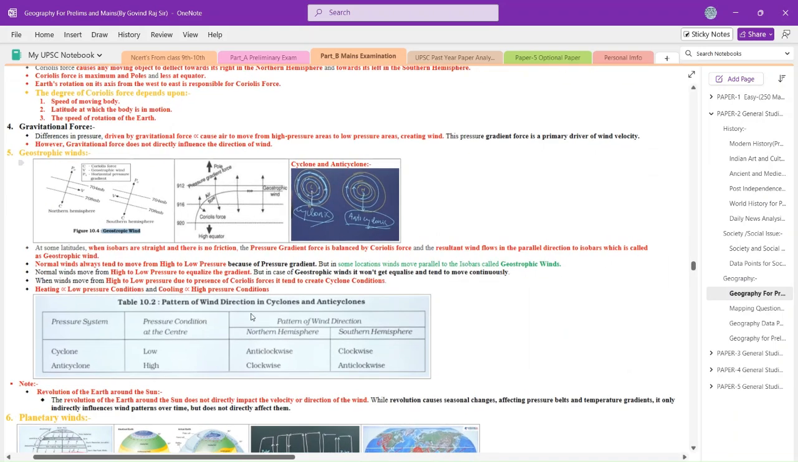For example, take a cyclone in the northern hemisphere. In a cyclone, the inner portion has low pressure, and the outer ring has high pressure. As we know, in the northern hemisphere, wind moves along the right direction. If we go from the outer ring to the inner ring, from high to low pressure, we have to move along the right direction. In this way it will go, and it will move along the right. It's a cyclonic movement.